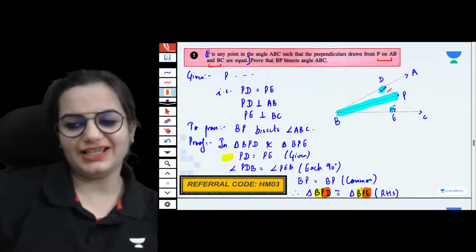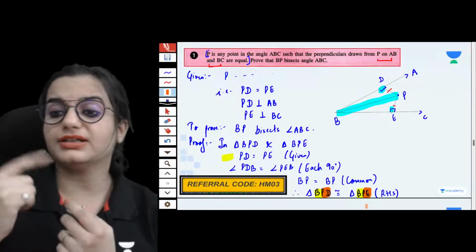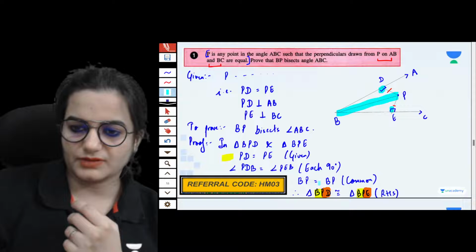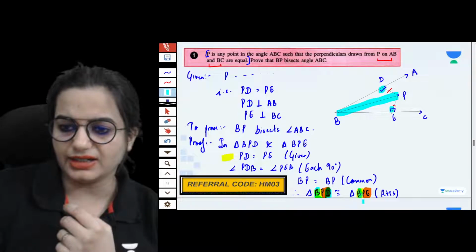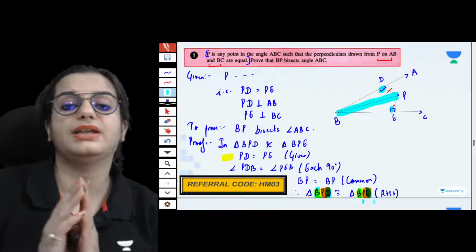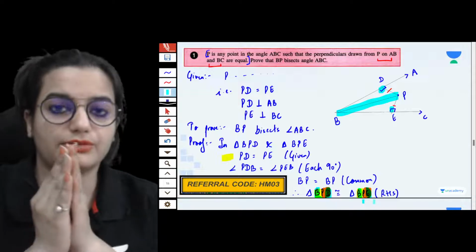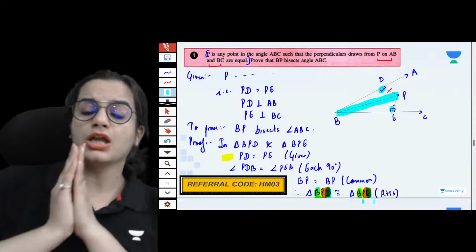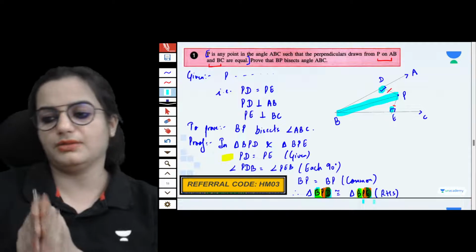So PD and PE, what is the remaining side? One side is left out, so what is that side? I can use a different pen for that. This one, so it means B and D, and here B and E, so both will be equal. BD will be equal to what? BE. Got it? So corresponding sides, if two triangles are congruent by any of the three conditions, whatever the angles left out or whatever the sides left out, all are equal by CPCT.